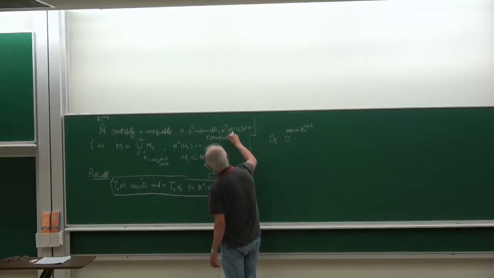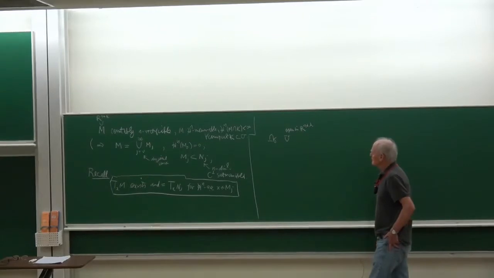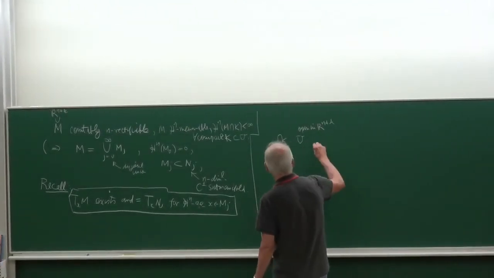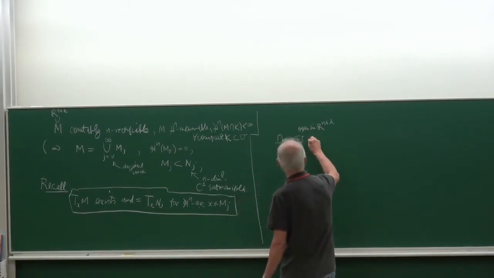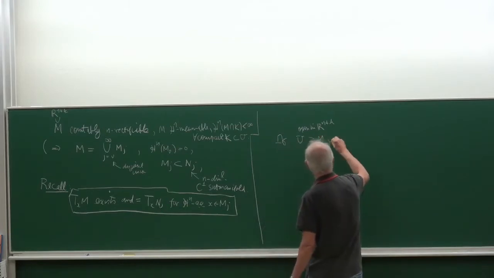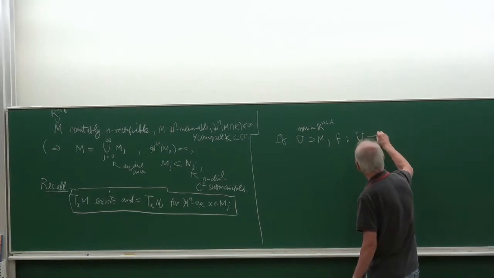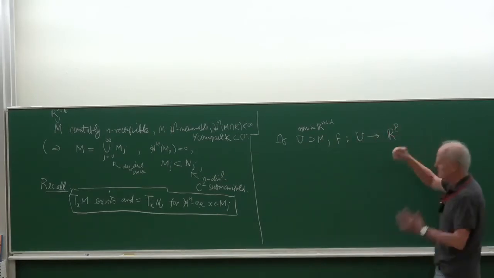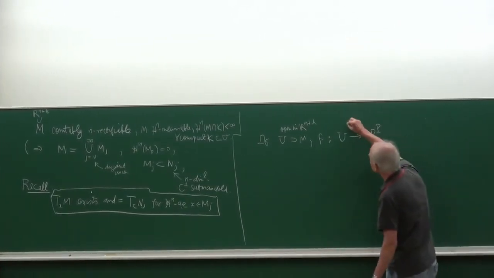K is contained in U, and U is open. U contains M, and for F we take a Lipschitz map from U to R^p, which can be any other Euclidean space. And this is Lipschitz.